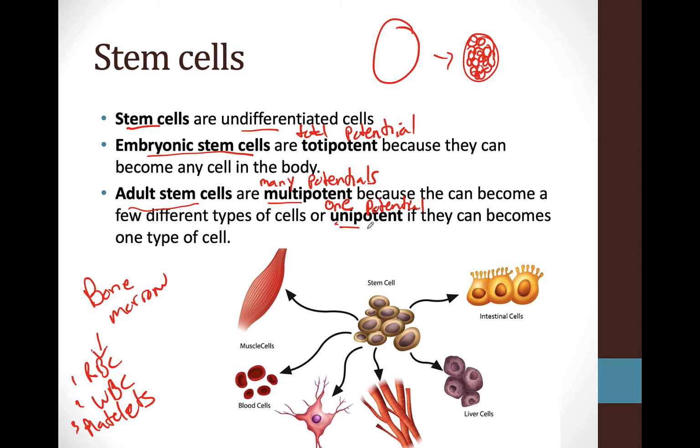An example of a unipotent cell would be the precursors that make either eggs or sperm. You actually have a precursor cell that develops into an egg in females and a different one in males that develops into sperm. But those can't develop into any other cells. They either develop into eggs or they don't, and so that's only one potential.